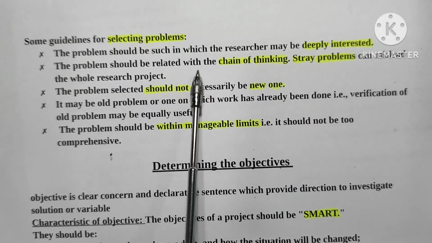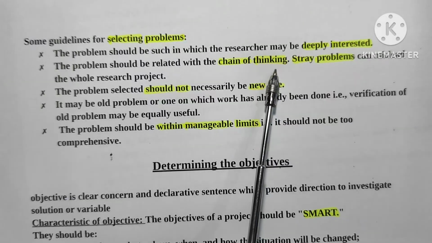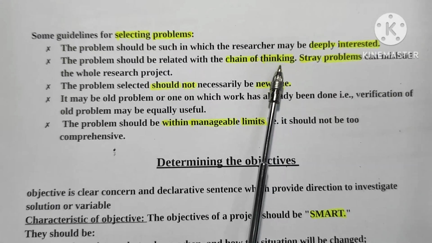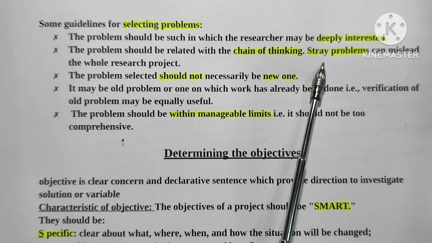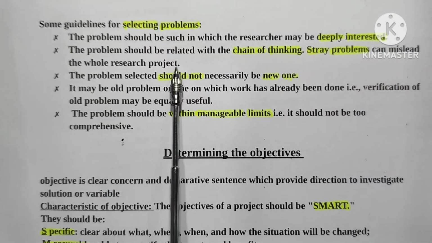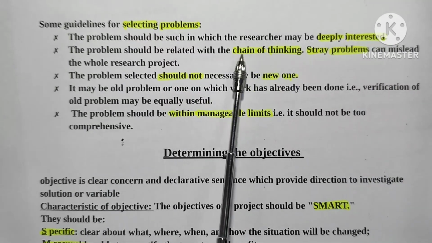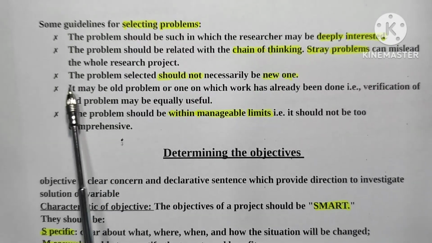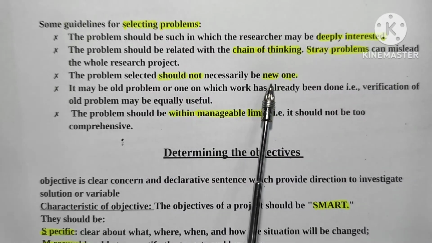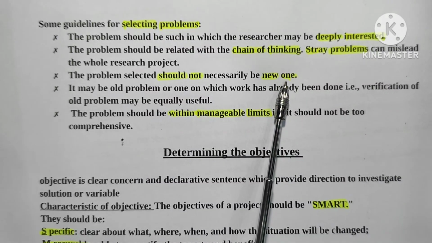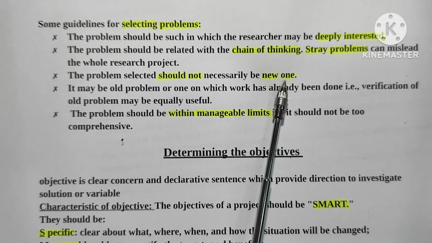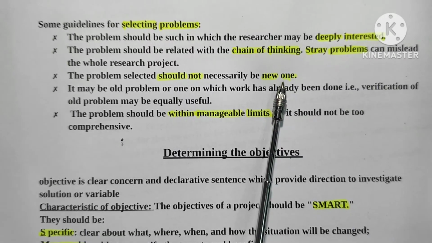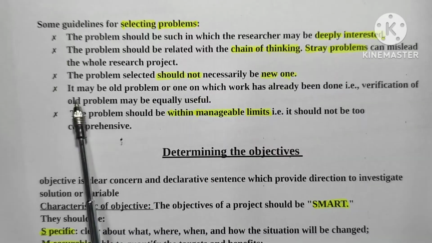The problem should be related with the chain of thinking. Stray problems can be misleading, and the whole research project will be a problem. So chain of thinking should be there. The problem selected should not necessarily be a new one. It need not be new. Whoever conducted research already, by taking their recommendations into consideration, you can take up the topic. It can be old also.